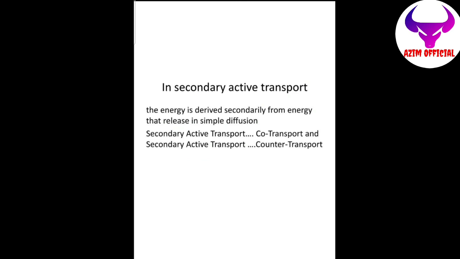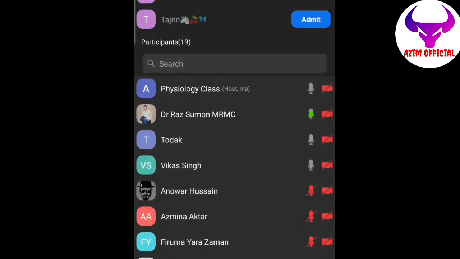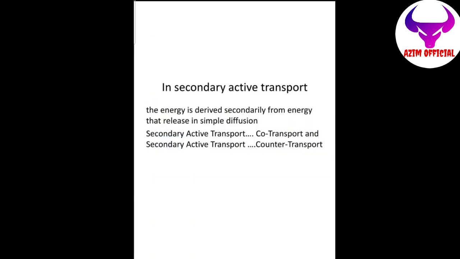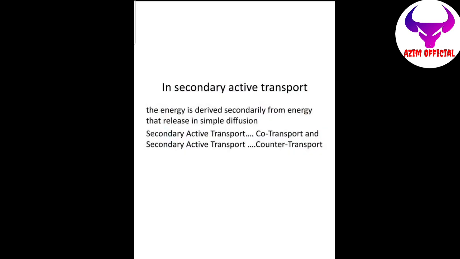Next slide. Okay, in this one, the energy is derived secondarily from energy released in simple diffusion. That means when you are asked where secondary active transport gets its energy, you will say stored energy, ma'am or sir. Then they will ask from which stored energy. You will say, in secondary active transport and co-transport, the energy is derived secondarily from energy released in simple diffusion.